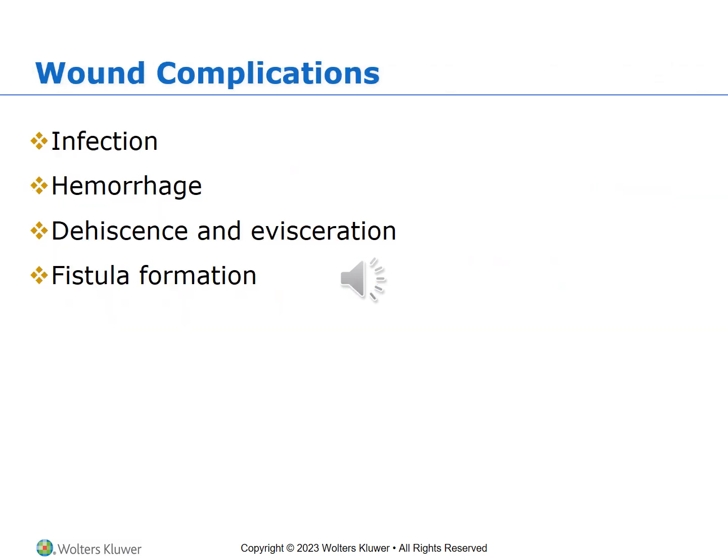Wound complications begins on page 1160. Our first complication is infection, and wound infection results when a patient's immune system fails to control the growth of organisms in that particular wound. Then we have hemorrhage. Hemorrhage may occur from a slipped suture, dislodged clot at the wound site, infection, or the erosion of a blood vessel by a foreign body, such as a drain.